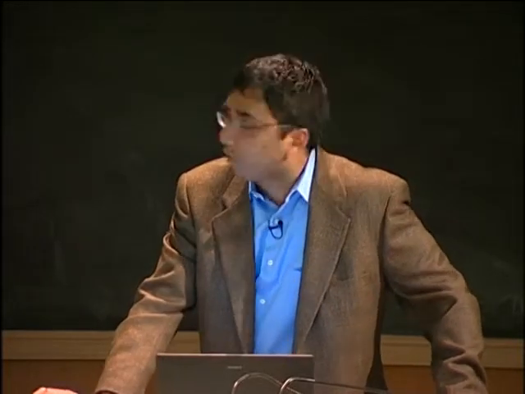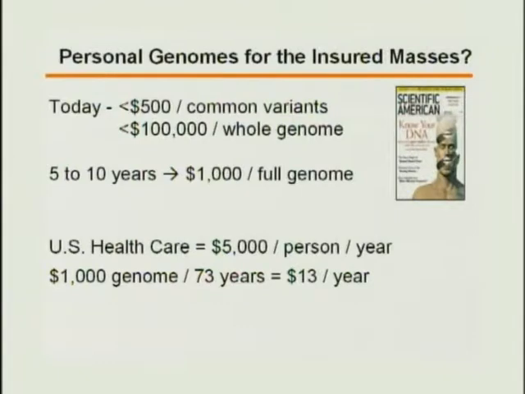So if you figure that we spend about $5,000 a year per person on healthcare in this country, and a $1,000 genome, you only need to sequence it once, and you amortize it, then it boils down to less than the cost of a magazine subscription, right? So only $13 a year. Of course, it's worth it, right?